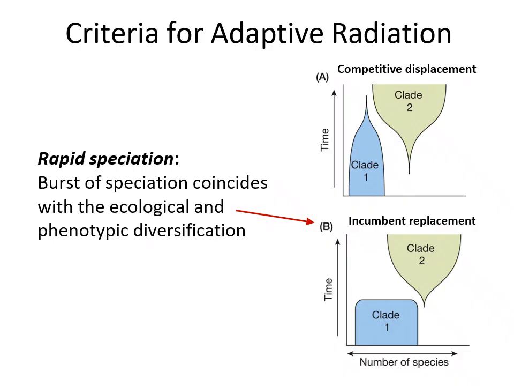That gives us more of an indication that maybe it was a competitive displacement rather than just an explosion. As opposed to the bottom panel, where we see clade 1 was highly diverse, then we may have had a mass extinction event, clade 1 disappears, clade 2 is around right at the beginning of that mass extinction event, and a few members survived and increased in numbers to have high levels of diversity.